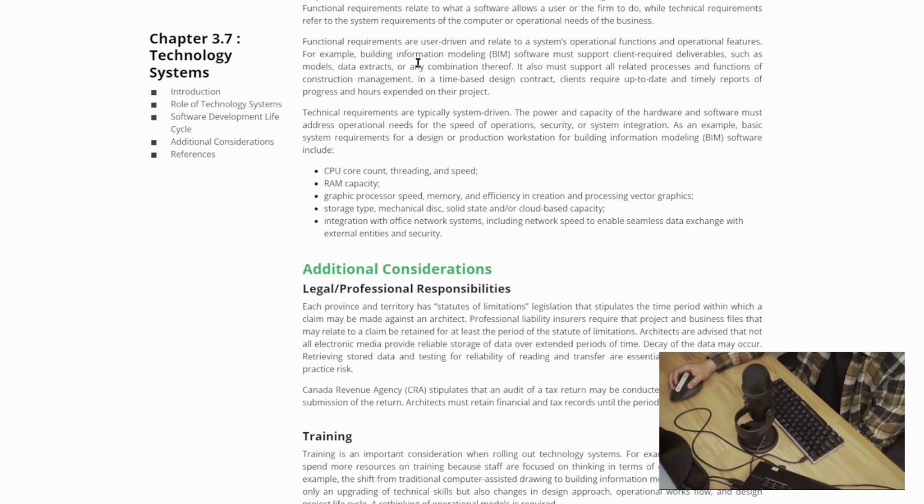For example, building information modeling (BIM) software must support client-required deliverables, such as models, data extracts, or any combination thereof. It also must support all related processes and functions of construction management. In a time-based design contract, clients require up-to-date and timely reports of progress and hours expended on their project.